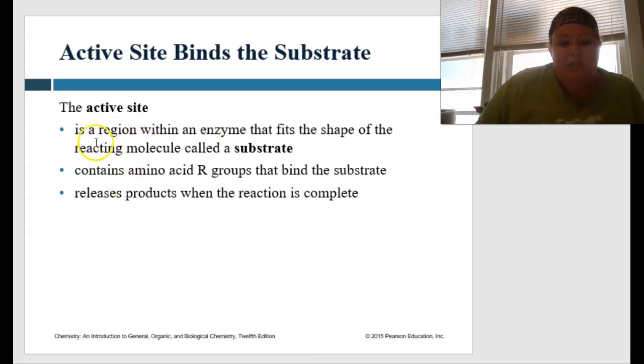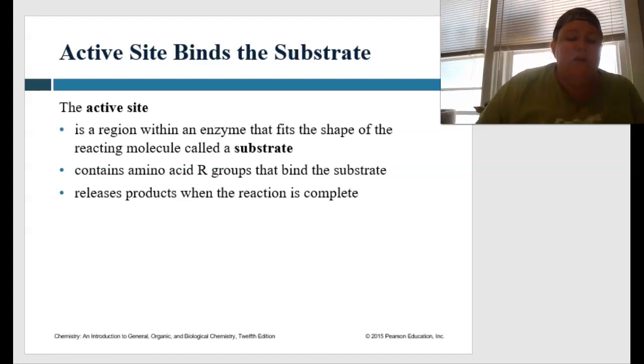So the active site is the region where the enzyme fits the shape of the reacting molecule, and that's called the substrate. And this contains the amino acid R groups that bind to the substrate, and then it releases the products when the reaction is complete.